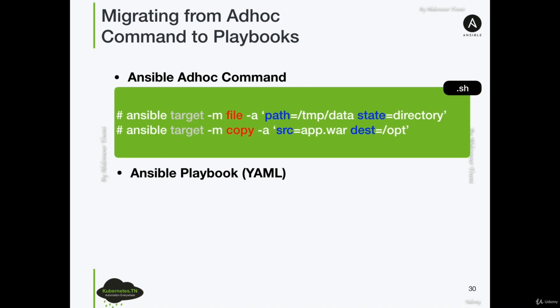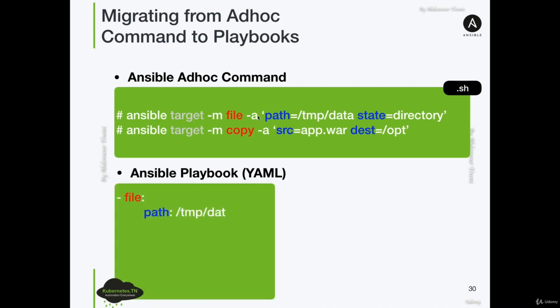Alternatively, Ansible provides another way to run modules called playbook. A playbook is simply a text file in YAML format. For example, to migrate the first ad hoc command to a playbook file, we just need to define the module file with its attributes in this format. The name of the module file is here, then we make a space, then we define the attribute with its value in a key value pair format.